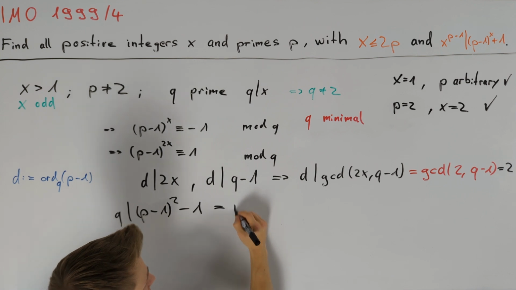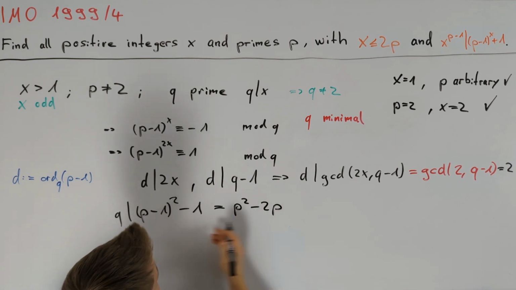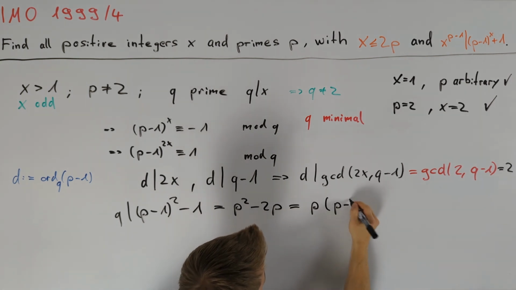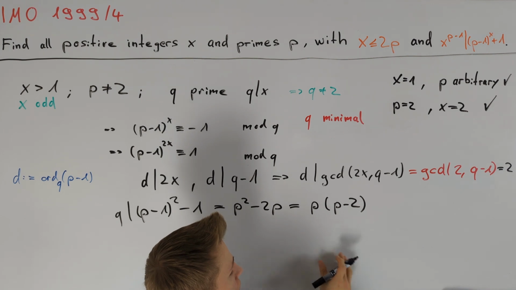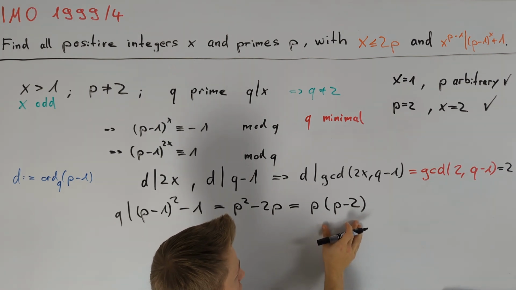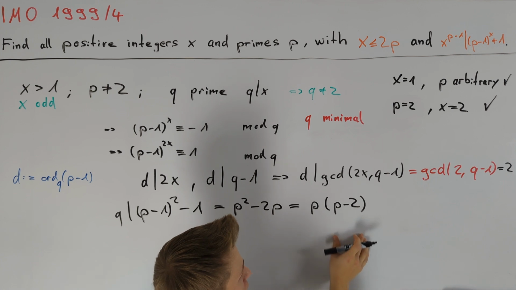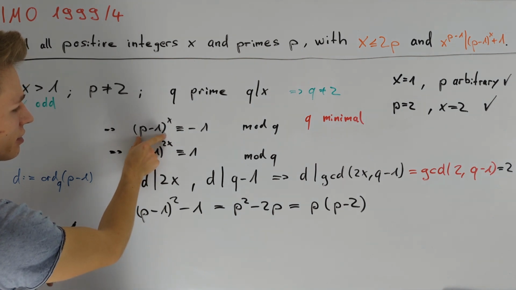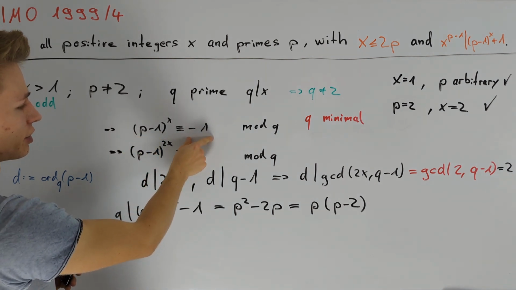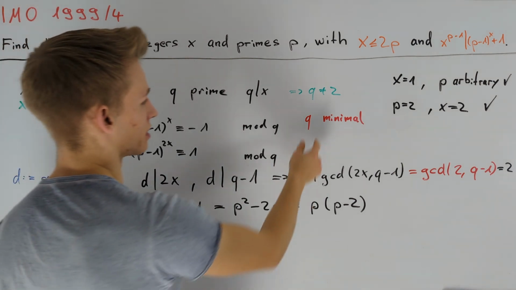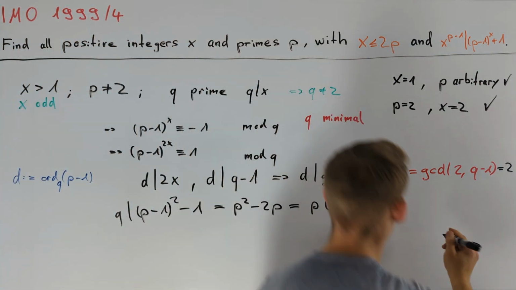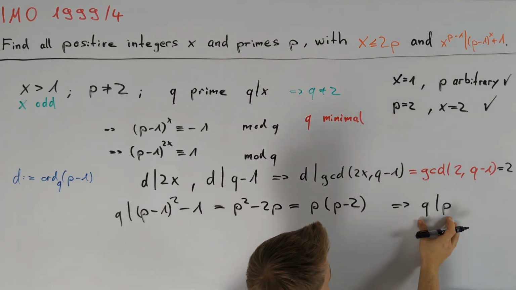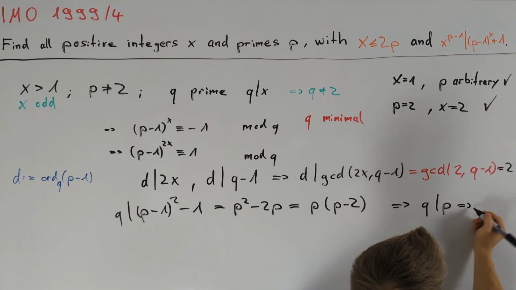This can be written as p squared minus 2p plus 1 minus 1, and this is now equal to p times (p minus 2). Because q is a prime number, we know that q divides one of the factors of the right-hand side. But now, if q divides p minus 2, we see that in this equation, the left-hand side is congruent to 1 and the right-hand side congruent to minus 1. But this is impossible since q is not equal to 2. Therefore, we conclude that q divides p. Using the fact that both of these numbers are prime numbers, we conclude that they must be equal.